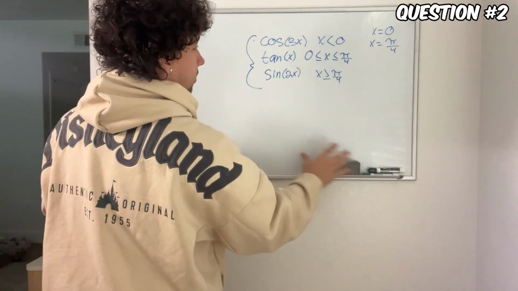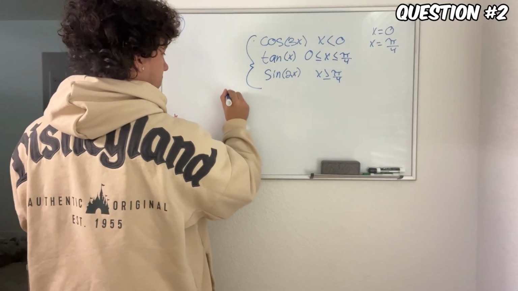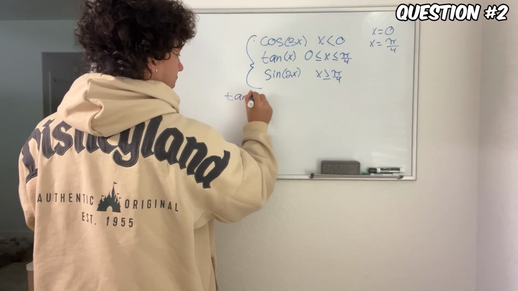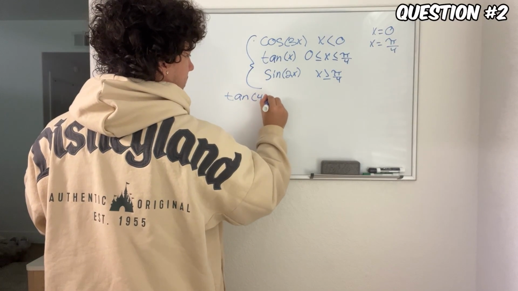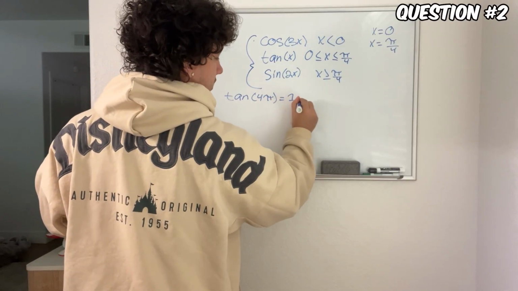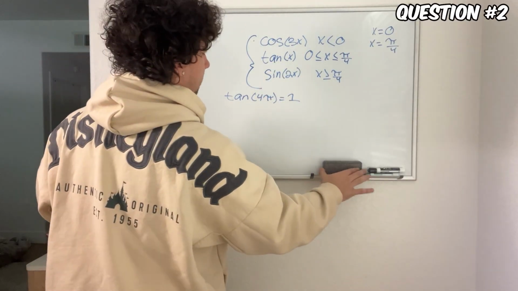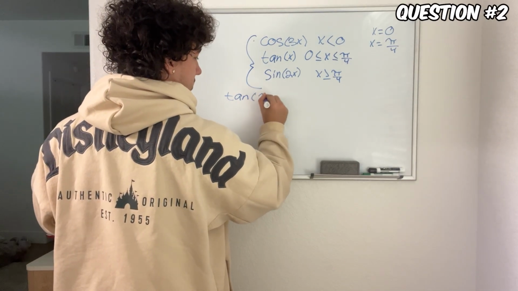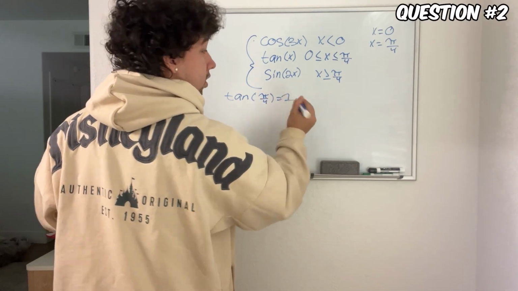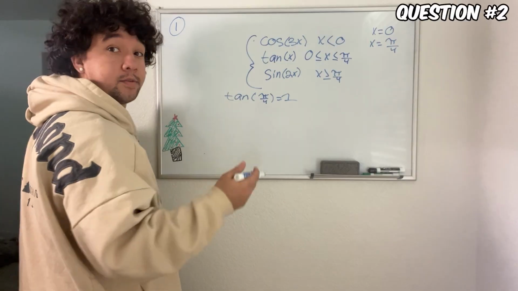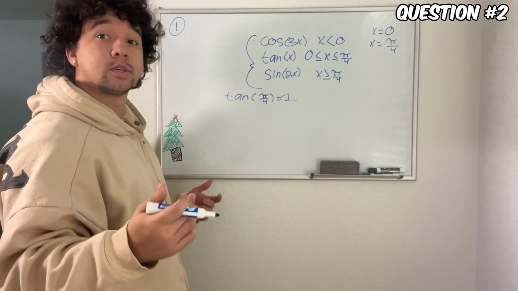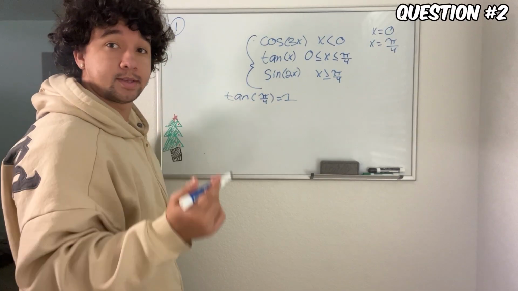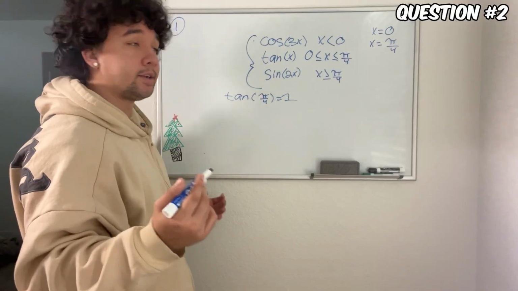Let's try pi over 4. So tangent of pi over 4 is equal to 1. The reason why, well, not 4 pi, pi over 4. The reason why is because pi over 4 is root 2 over 2 for sine and cosine. So if I'm dividing by the same thing on the top and bottom, tangent is going to be 1.